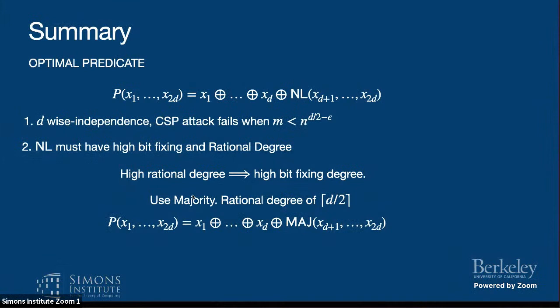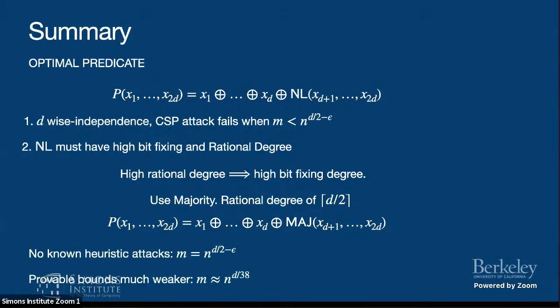Okay, great. So you need to choose a nonlinear predicate which has high rational degree, which is actually enough. So you can choose majority, which has the rational degree of d/2, and this is just to illustrate the gap.